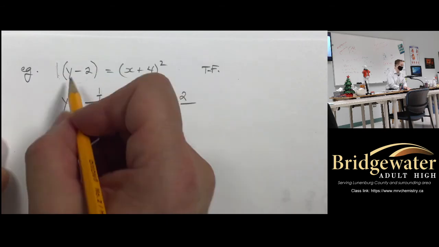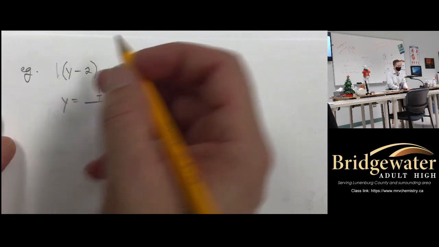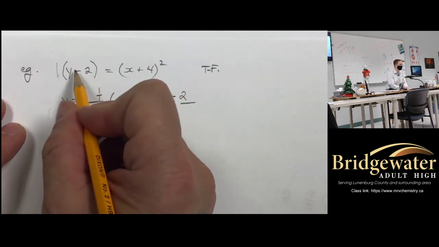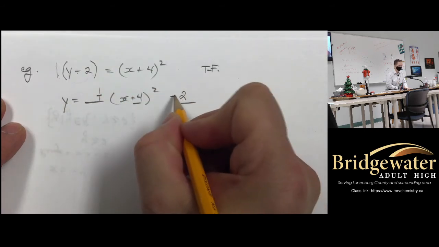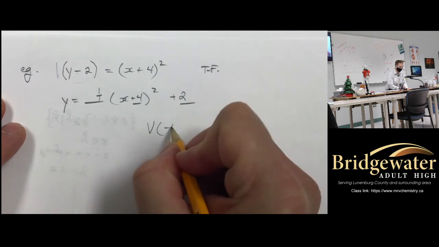Even though this isn't in brackets, I didn't put the brackets in, so it should be in brackets still. And so the bracket rule still applies. So this is negative 2 on this side. But when I move it to the other side, what is it going to be? It's going to be plus 2. Okay, so the vertex then would be negative 4 and 2.